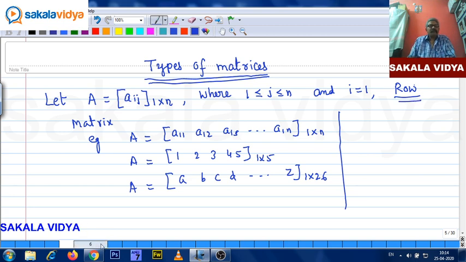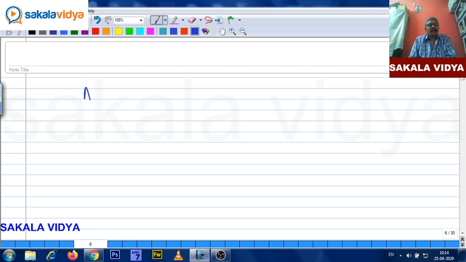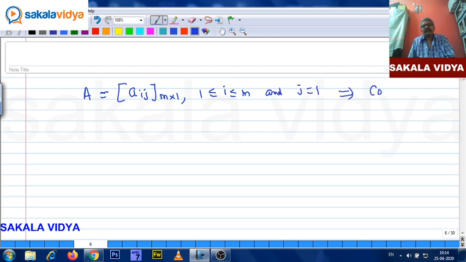So, now for example, A is equal to Aij. Here this is m by 1. So, 1 less than or equal to i less than or equal to m, and j is fixed, only 1. This is called a column matrix. One example is enough. So, like this: 1, 2, 3. How many rows? 3 rows and only one column. This is called a column matrix.